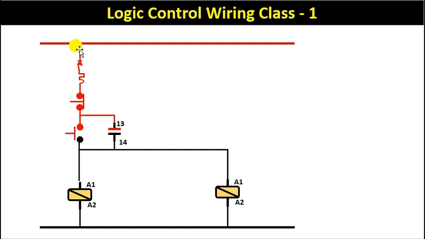When the MCB is turned on, power supply will reach till here. Now this push button here, if I press this, then this contactor will turn on, and when it gets on, this NO contact will become NC. Even if we release this push button, the contactor will remain on. Along with this, the other contactor is also turned on. It means that when we press the push button, both these contactors will turn on.